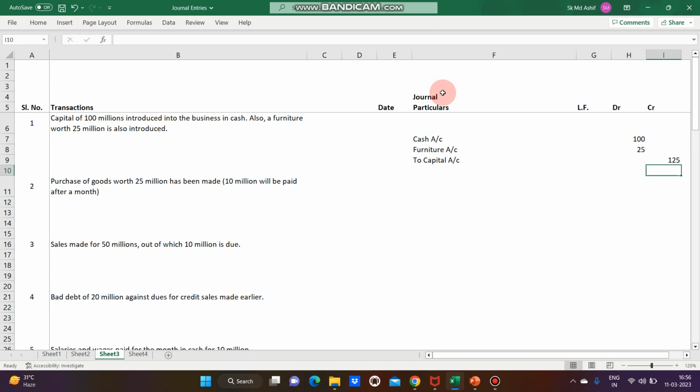Ultimately, do not forget to write the narration for journals. Otherwise, this will be counted as a miss if you do it in your exams. Being capital introduced in the form of cash and furniture.